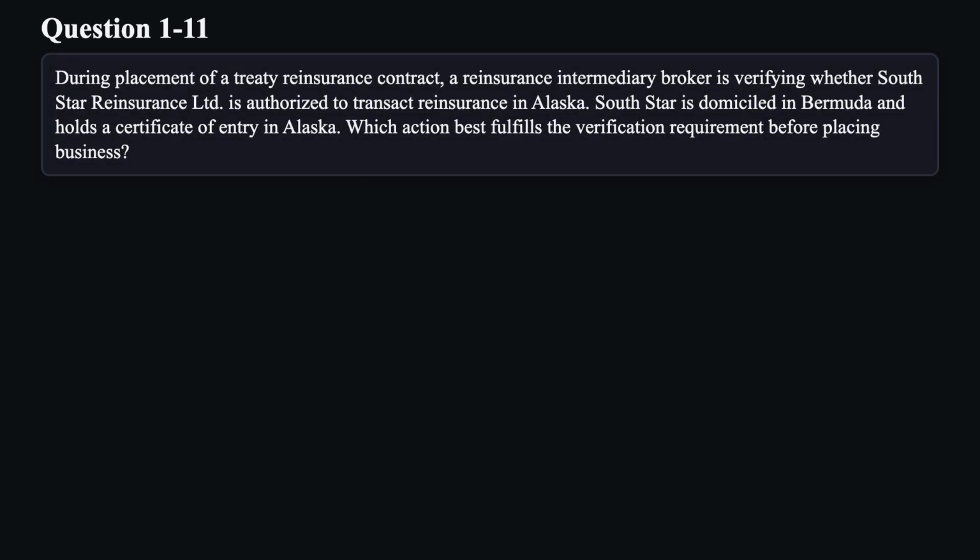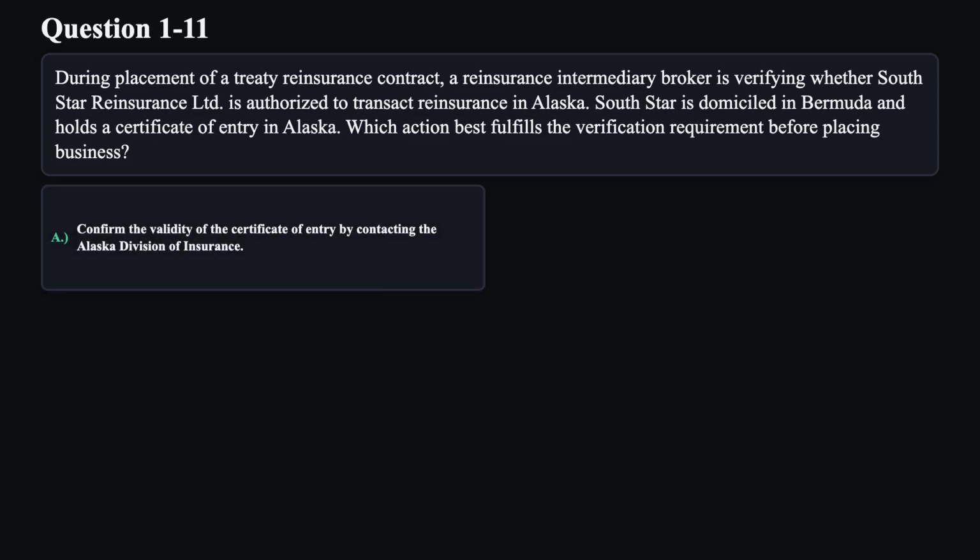Question 11. During placement of a treaty reinsurance contract, a reinsurance intermediary broker is verifying whether South Star Reinsurance Ltd. is authorized to transact reinsurance in Alaska. South Star is domiciled in Bermuda and holds a certificate of entry in Alaska. Which action best fulfills the verification requirement before placing business?